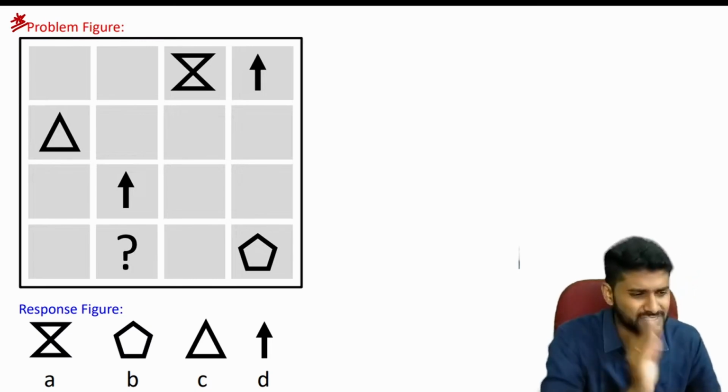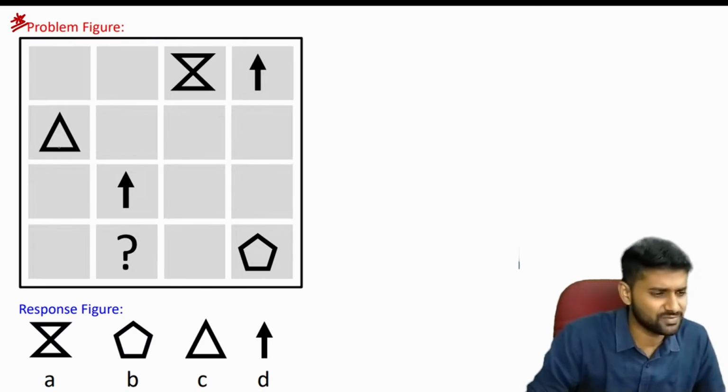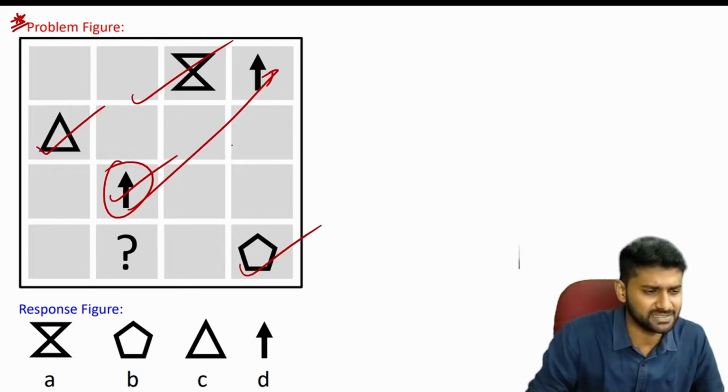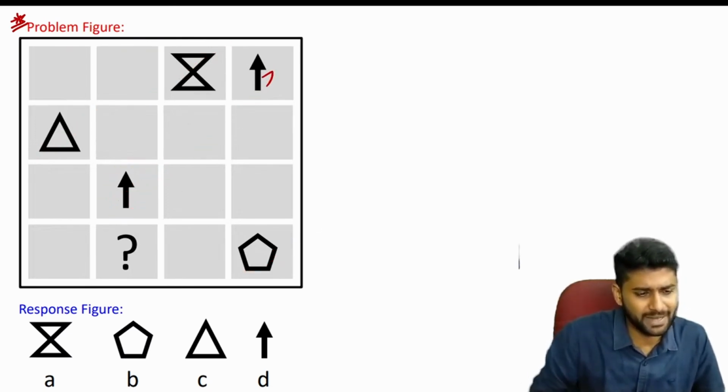So what is the approach? See how many pictures are there. This is one kind of picture, one kind of picture, one kind of picture, one kind of picture, and this picture is repeated here. So what I understand is that the entire matrix is 4 into 4.